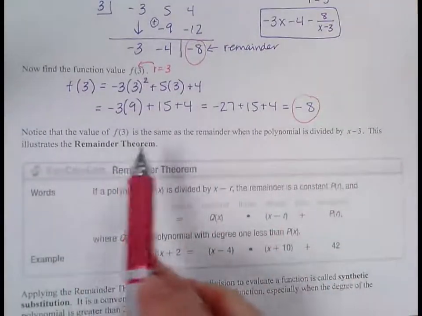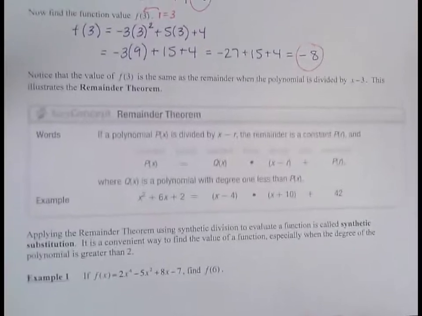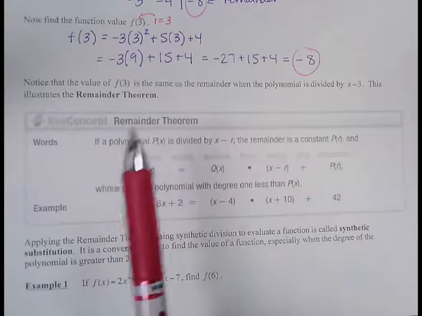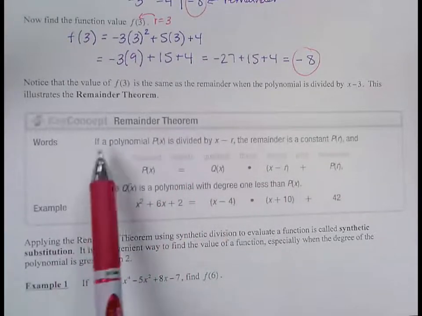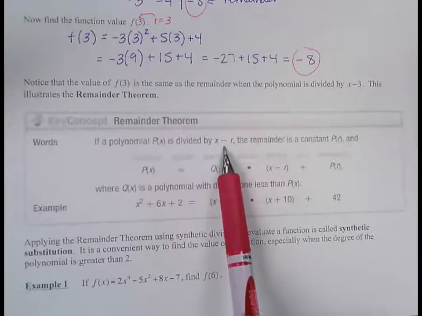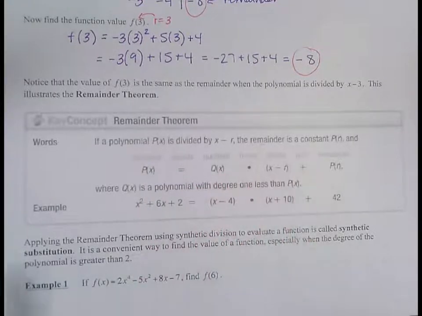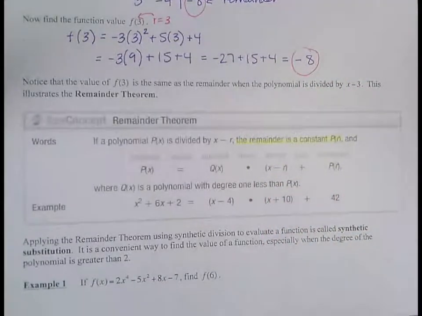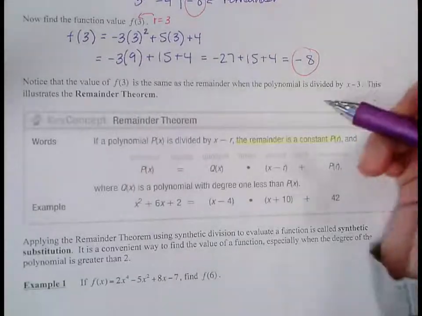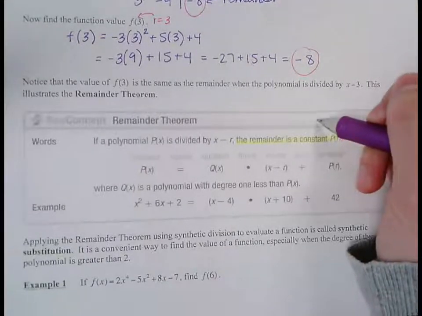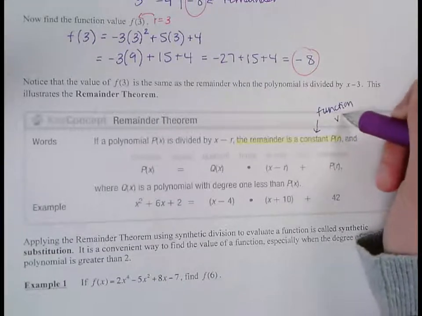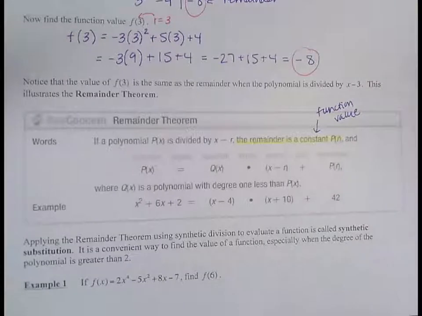And this is what the remainder theorem demonstrates. I realize this didn't copy the greatest on the sheet that you have, but what the remainder theorem says is that if a polynomial p of x is divided by x minus r, the remainder is a constant, p of r. So if you want to find a function value using synthetic division, the remainder is your function value, p of r or f of r, whatever your function was named to begin with.